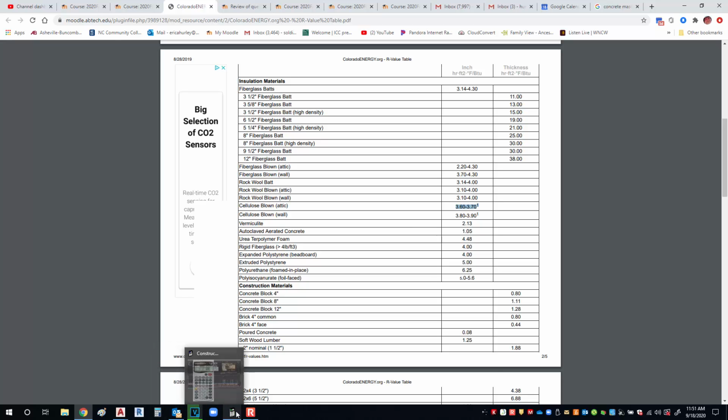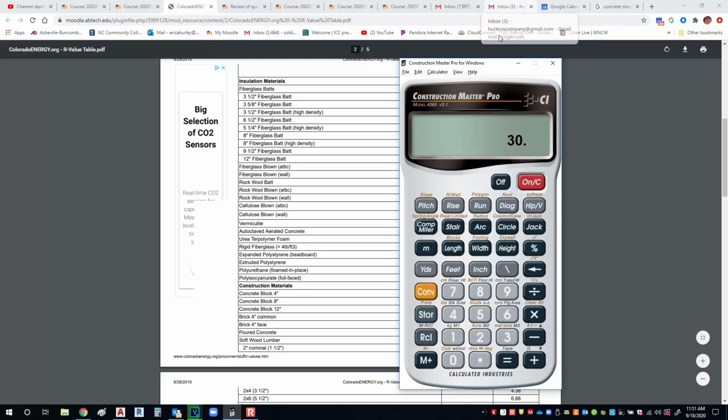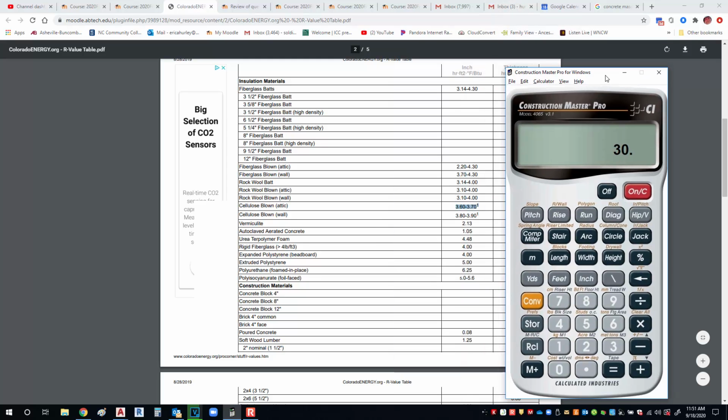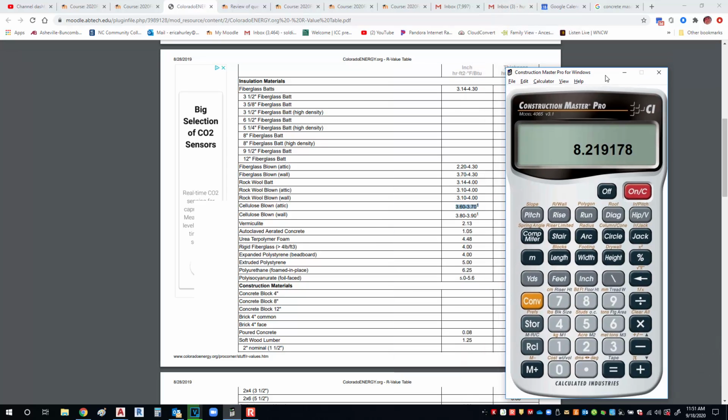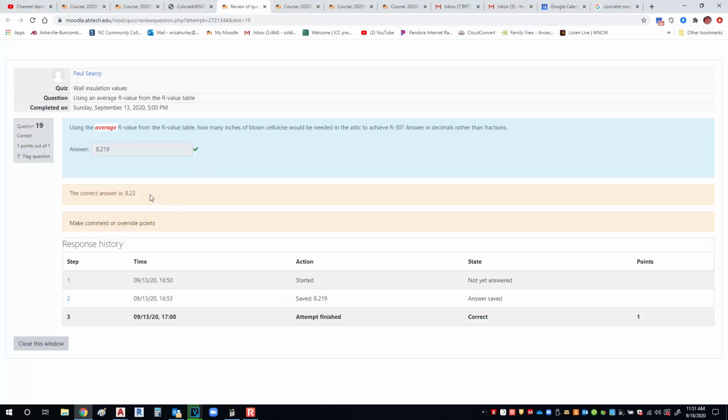So let's go over to our handy dandy calculator and we're going to put in 30. We're going to divide it by 3.65, which equals 8.22 inches. Look at there, 8.22 inches. He didn't round it off to 2. That's okay, Paul. You did great anyway. You still got the right answer.